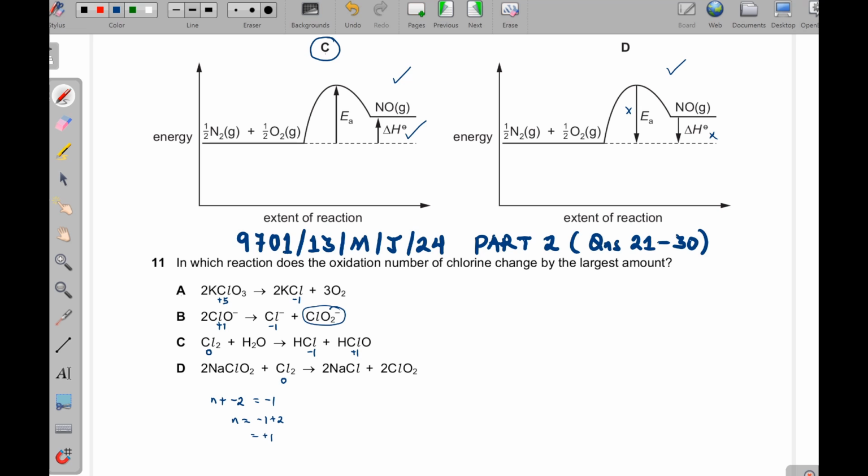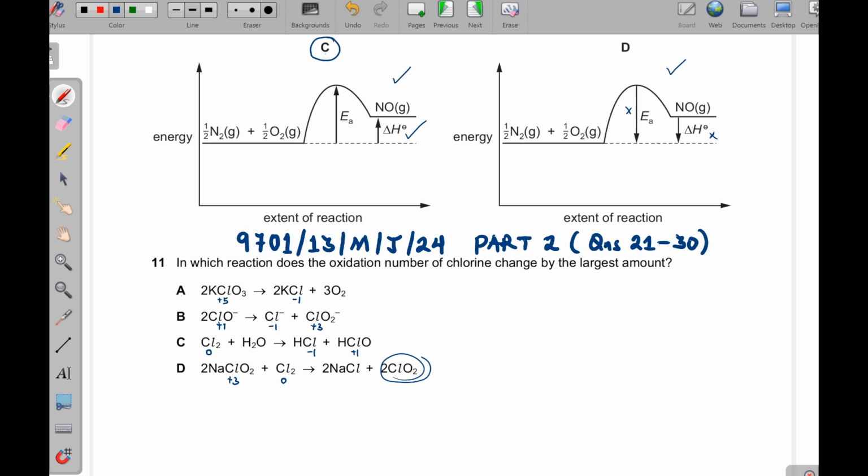Then we can see this one here also in here. So let's look for its oxidation state. So N plus 2 times the -2 for oxygen is equal to -1. Then N becomes -1 plus 4, and N becomes a +3. So that means here I have a +3, even here a +3. You see that? What is left?